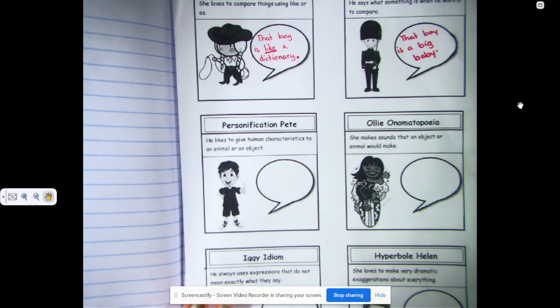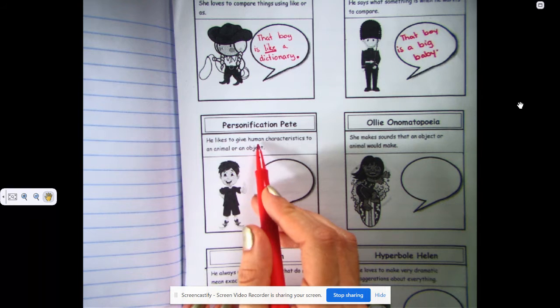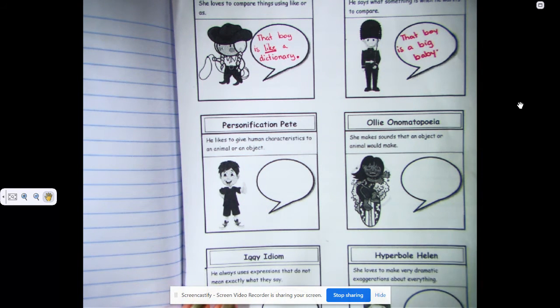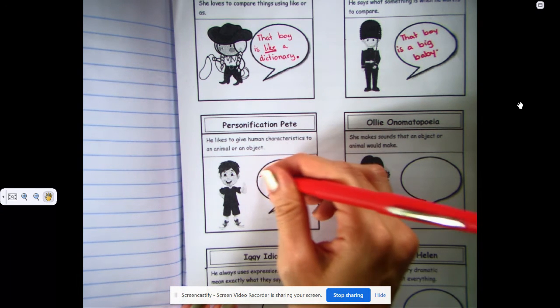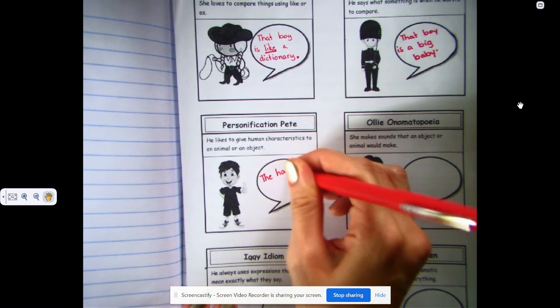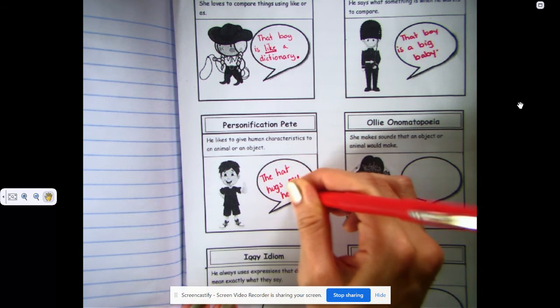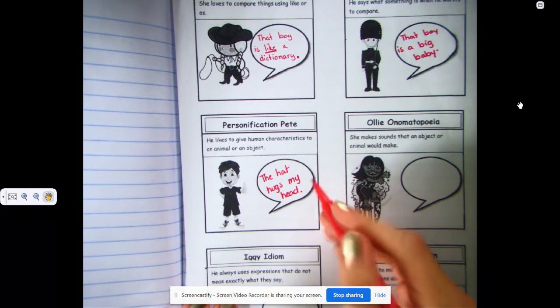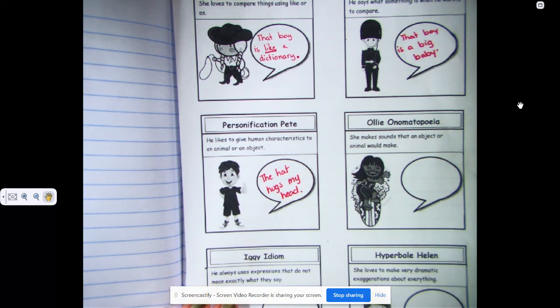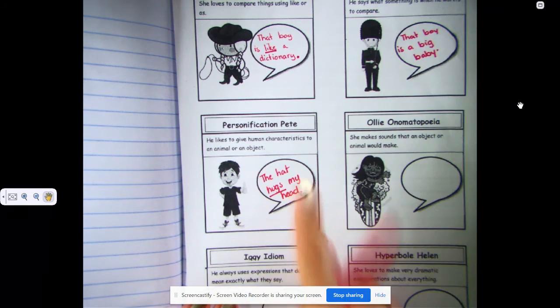Okay, personification. Personification gives human characteristics to an animal or object. So let's give ourselves an example to try to understand this one. The hat hugs my head. So right here, I am not literally saying that the hat has arms and it's wrapping its arms around my head. What I mean is that it's probably tied on my head. I'm giving human characteristics, which is the hugging, right? Hats don't have arms to hug, to an object.